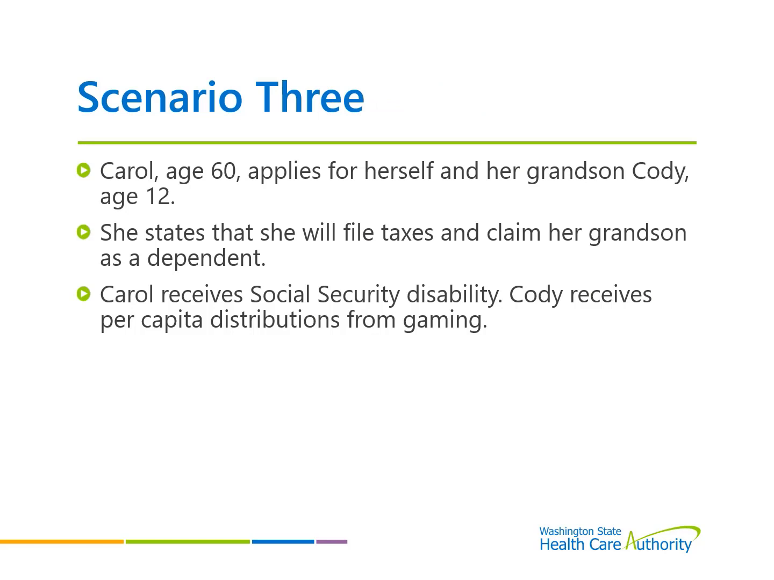Scenario 3. Carol, age 60, applies for herself and her grandson Cody, age 12. She states that she will file taxes and claim her grandson as a dependent. Carol receives Social Security disability. Cody receives per capita distributions from gaming.